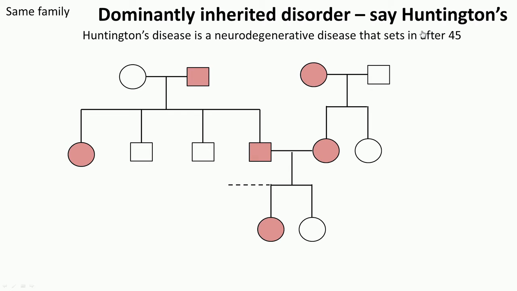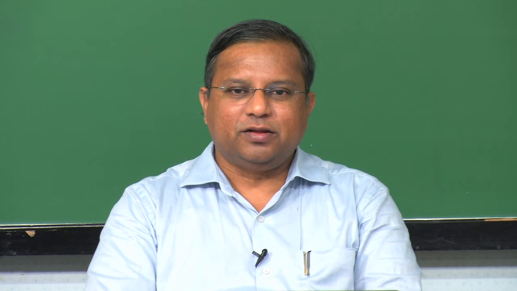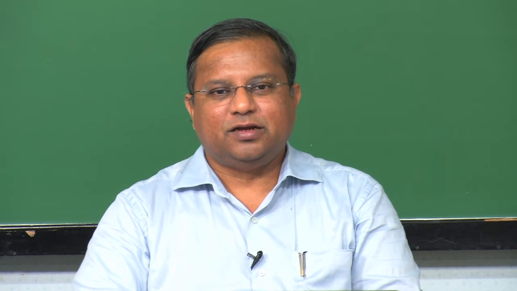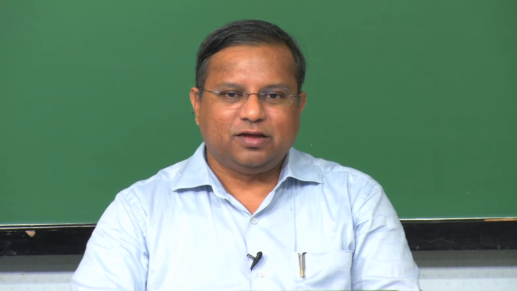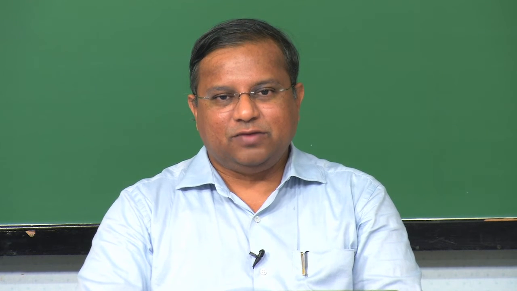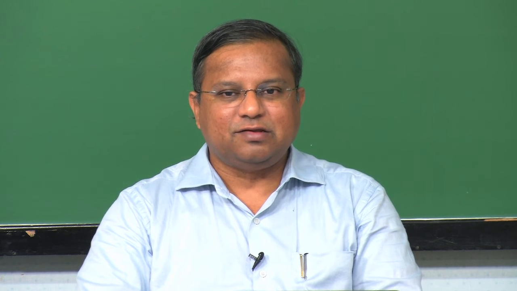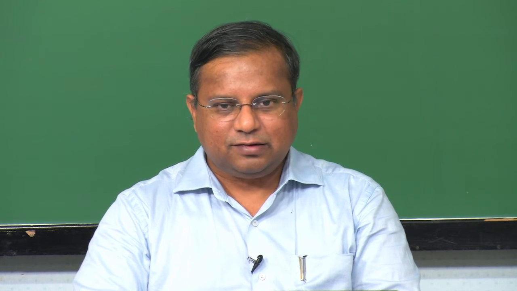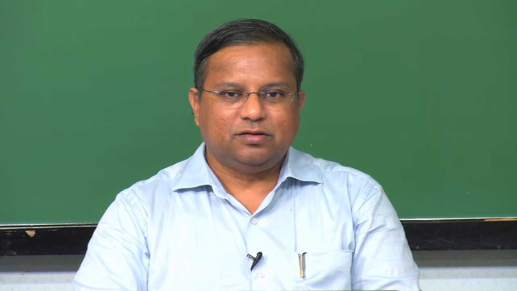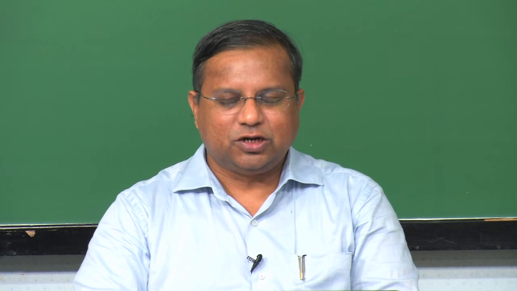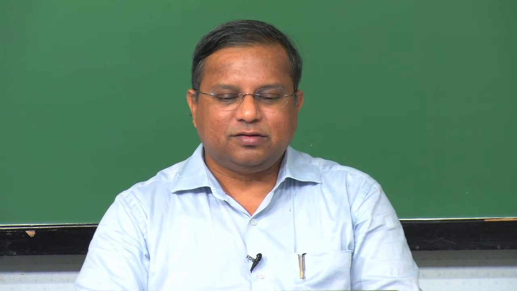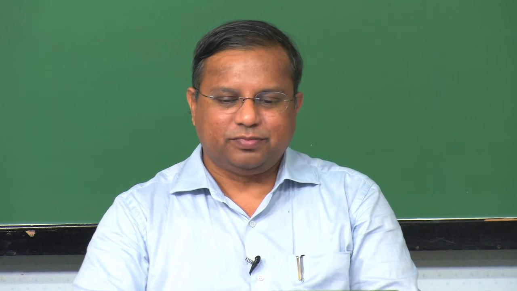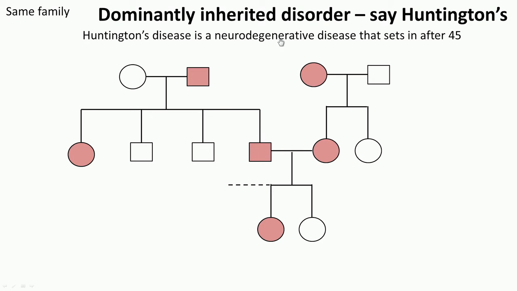By the way, Huntington's disease is a neurodegenerative disease that sets in after 45. So it's sometimes a little difficult for people, and they could actually have their genotype tested to see whether they have Huntington's disease. If they have it, then it's a badly degenerative disease that sets in after 45, and it's bad life after that. So it has a lot of ramifications, social and cultural, and of course health wise, and the fact that you could be sitting on a ticking time bomb. It's one such disorder which is predominantly found in the US, not much in India.